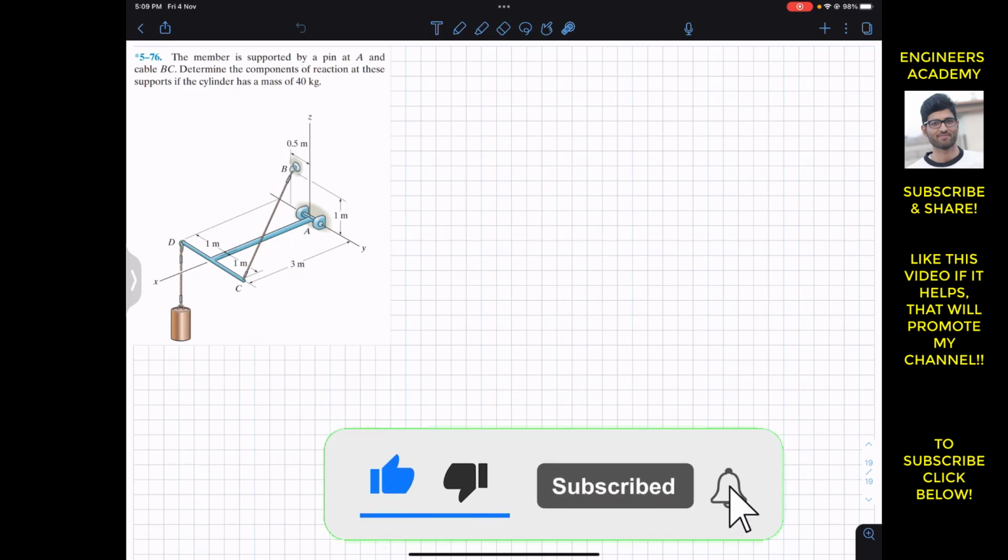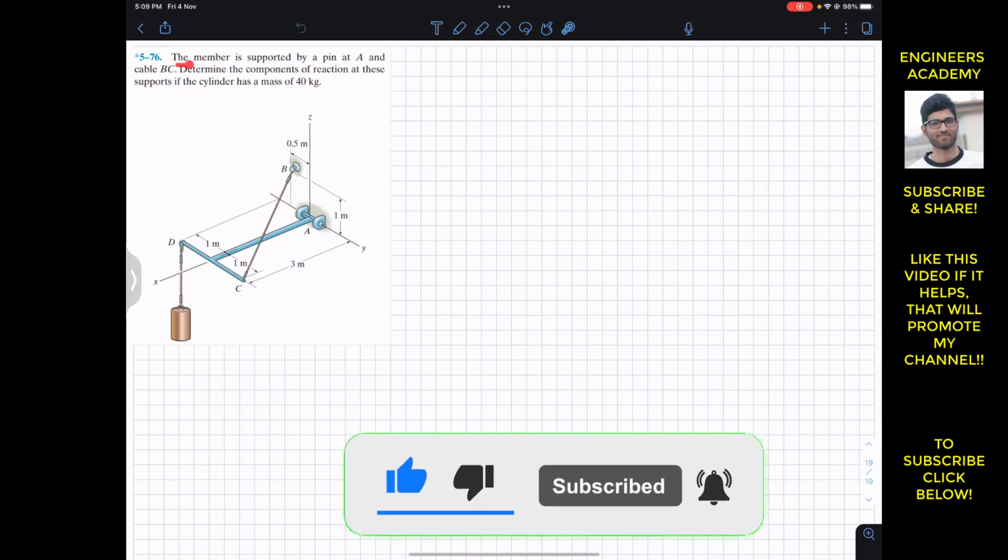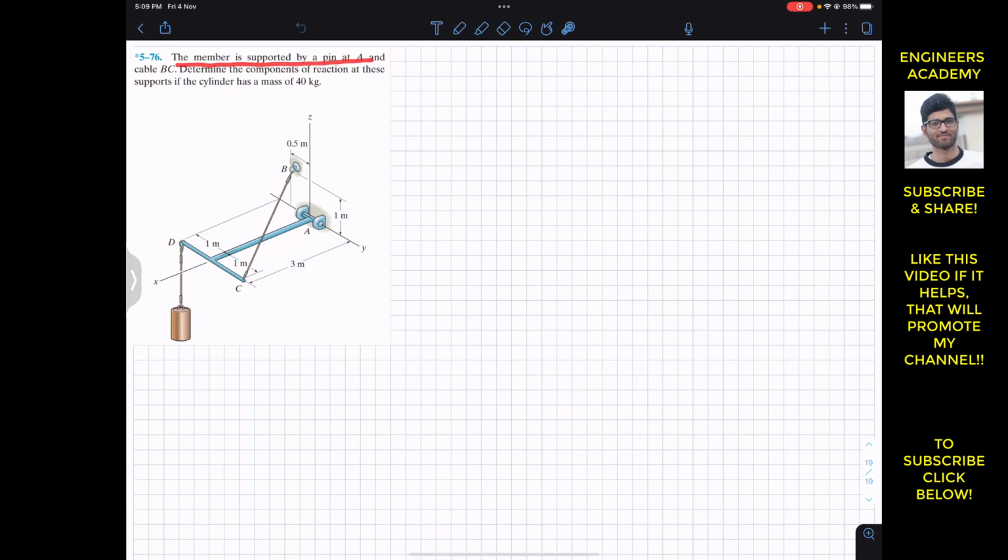Now we are going to solve this problem which says that the member is supported by a pin at A and cable BC. So we have a pin support at A and this cable BC, and it is said to determine the components of reaction at these supports if the cylinder has a mass of 40 kg. So this cylinder has a mass of 40 kg, so we have to find the tension in this BC rope which is providing the support, and that tension will be acting in this direction.